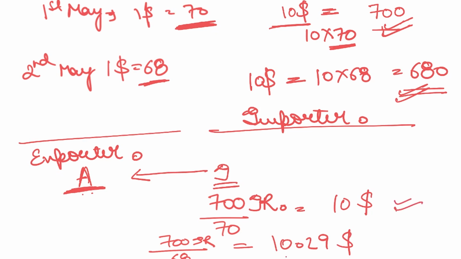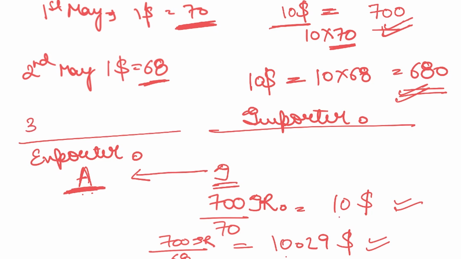Now if it has to clear a bill, it has to spend $10.29. So from America's point of view, the goods from India are becoming expensive because the value of the Indian rupee has appreciated. So America would stop buying or reduce the amount of goods it was earlier importing from India, because now the goods are becoming expensive.